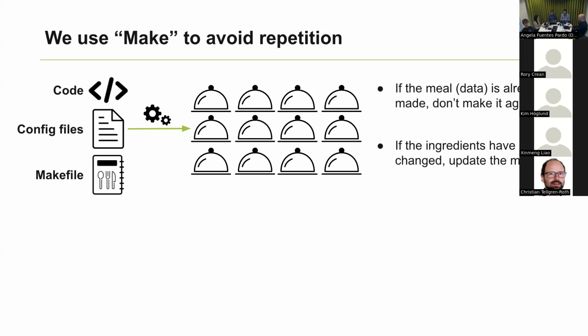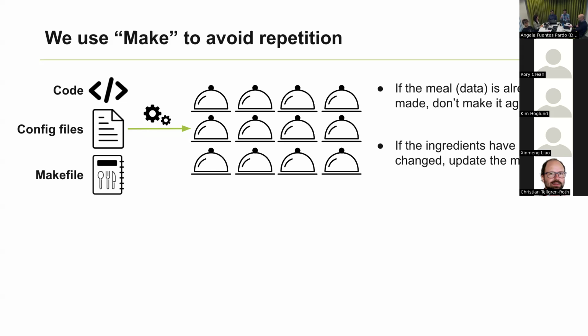And what that means is that when we run Make the first time, we produce all of these different meals, which in this case is just different data files. But what's nice is that the second time we run Make, if we already have made this specific meal, we don't need to make it again. So that essentially means that if it's a very small update or only a small change, it's a very, very quick process the next time around.